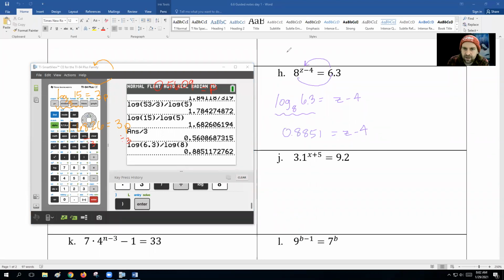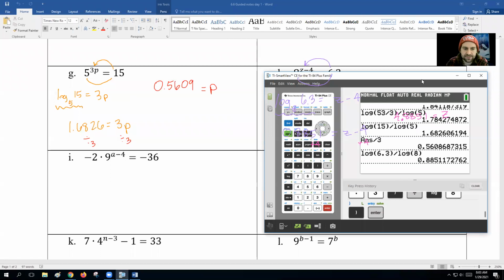And we get a number here of 0.8851. Then all we need to do to continue is add 4 to the other side. So that means z equals, if we add 4 to that, 4.8851. Here's our answer. All right, let's keep practicing here. A lot of practice to make sure we're okay with this.